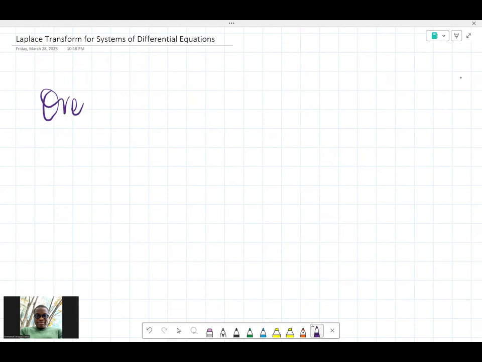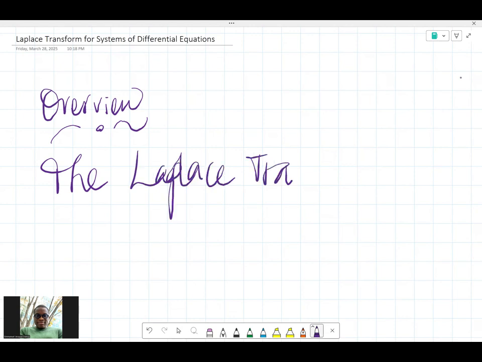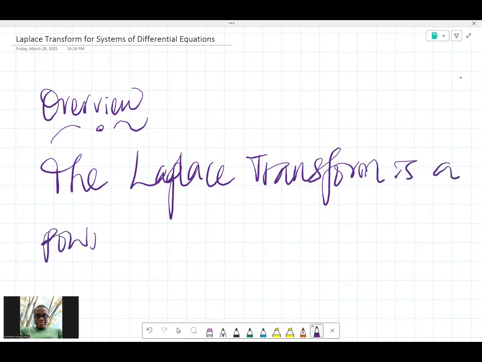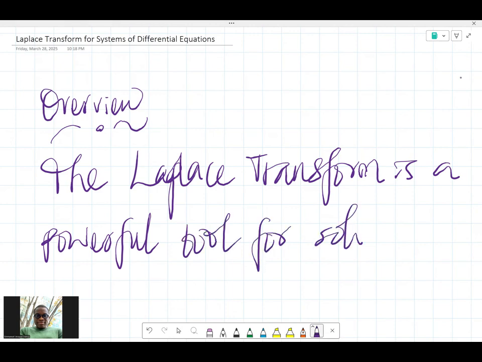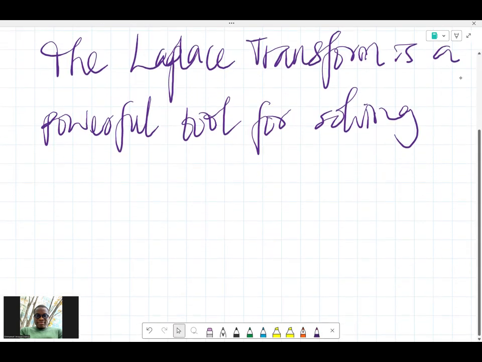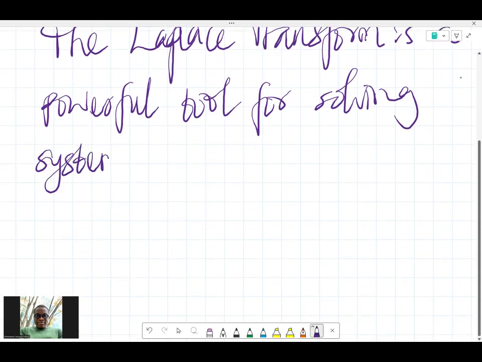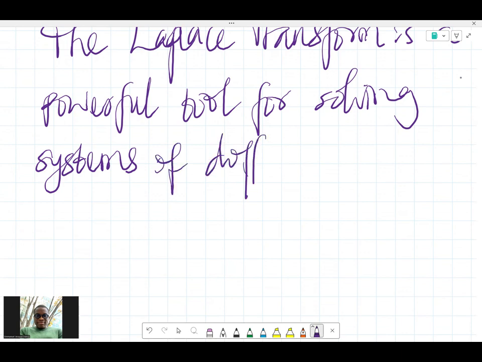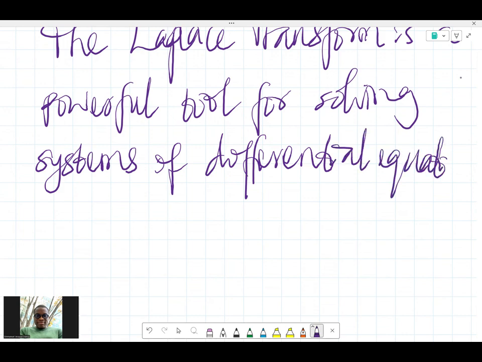And like we've always known, the Laplace transform is a powerful tool for solving systems of differential equations. We've been solving all kinds of equations, so it can also handle systems of differential equations.